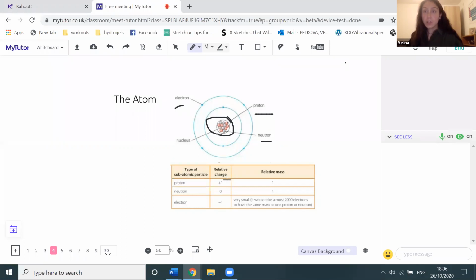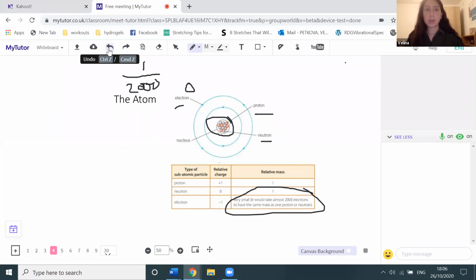Okay, so we have our protons and our neutrons, and each of them have a relative mass of 1. However, our electrons are much smaller particles. You can think of them as having a mass of 0, but if you want to be more specific, it's a relative mass of 1 over 2,000, as you can read in the bottom bit of this table. So those are some of the properties of your protons, neutrons and electrons.